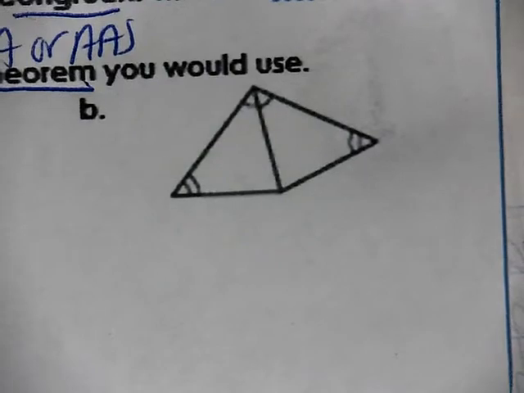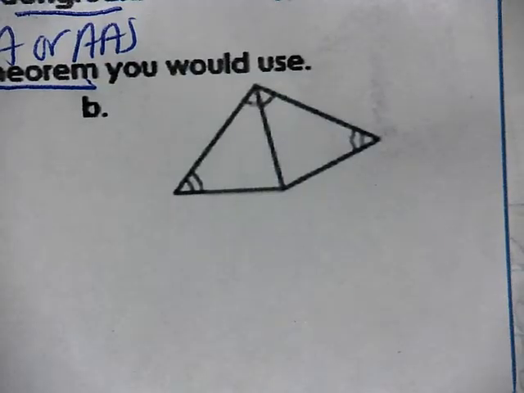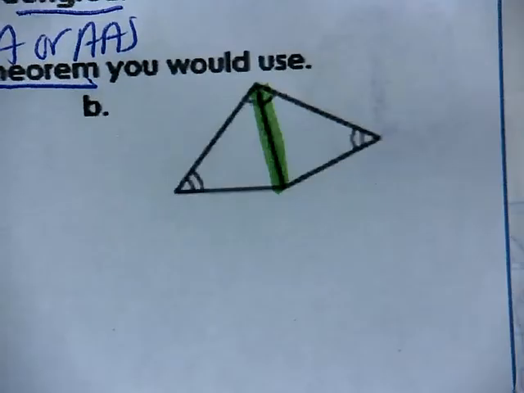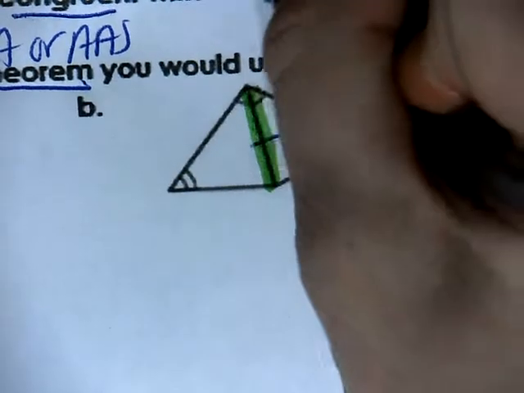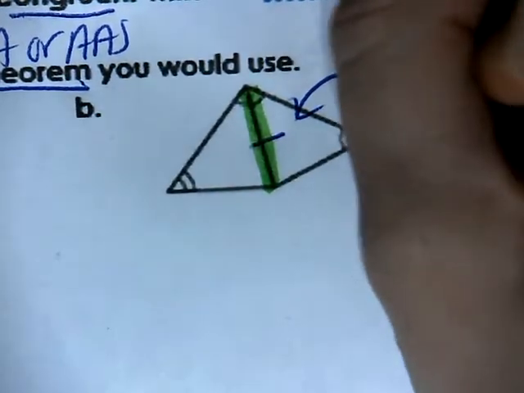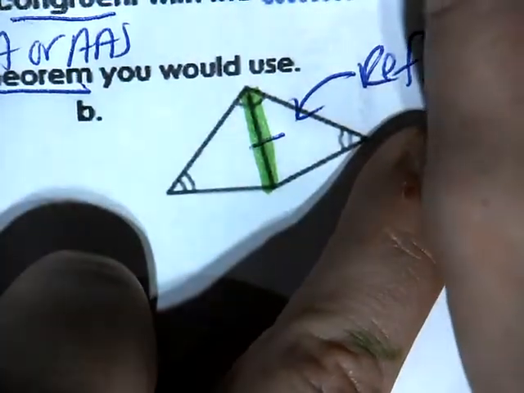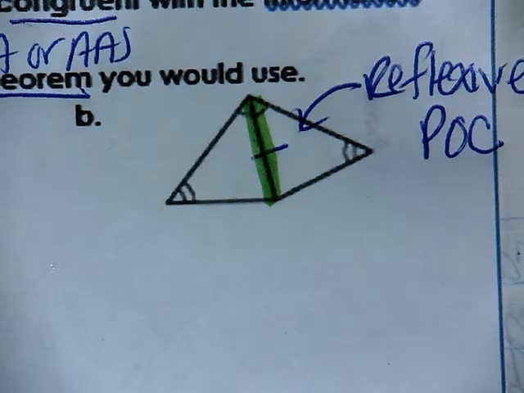All right, let's go ahead and look at letter B. Maybe this one will turn out for us. So far I see angles, and I see that they share a side. So I do see two angles and a side, and this side, of course, would be congruent because of the reflexive property of congruence. So we have the reflexive property of congruence here.